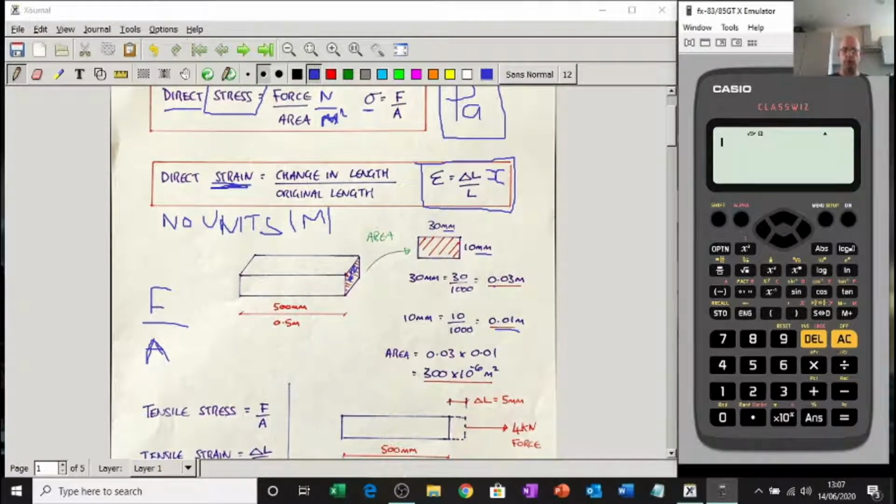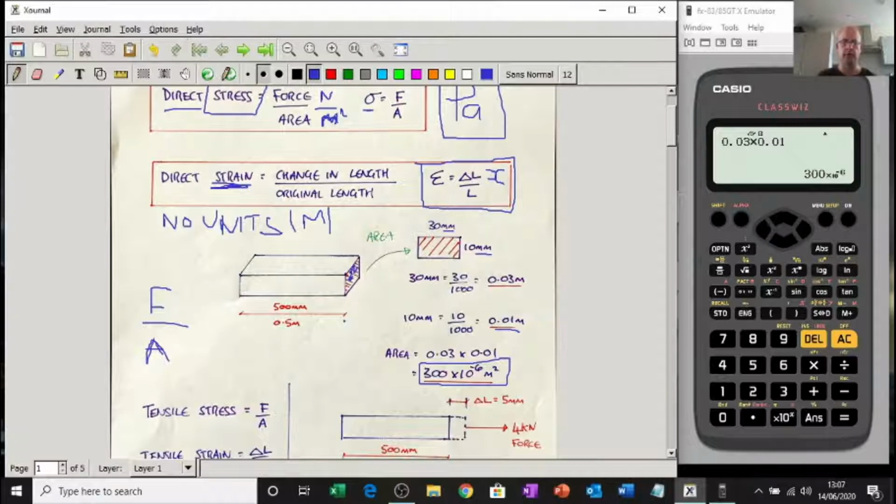So what you should do is convert into meters first. The rectangular area of this metal bar is 0.03 times 0.01, all in meters. Press equals, you get that. Don't leave it as 10 to the minus 4, because that's not engineering. So that is the area of this bar in square meters. That's the area you use. It's the cross-sectional area.